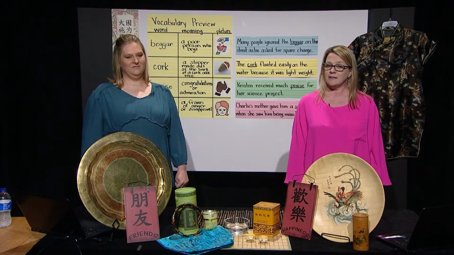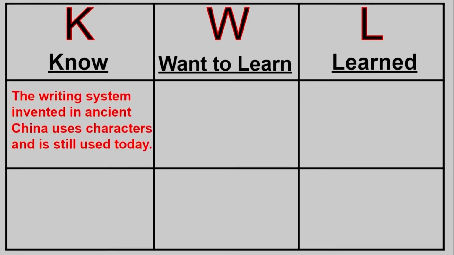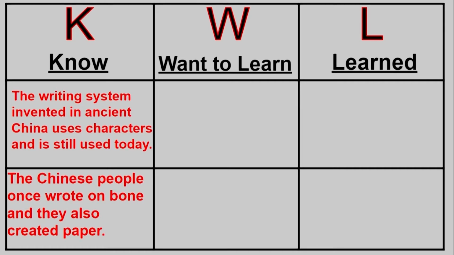Before we begin, let's look back at our chart from yesterday and quickly review what we have already learned. Miss Summer, can you share what you already know about the ancient Chinese civilization? Yes. We learned that the writing system invented in ancient China uses characters and is still used today. We also learned that the Chinese people once wrote on bone and they also created paper.